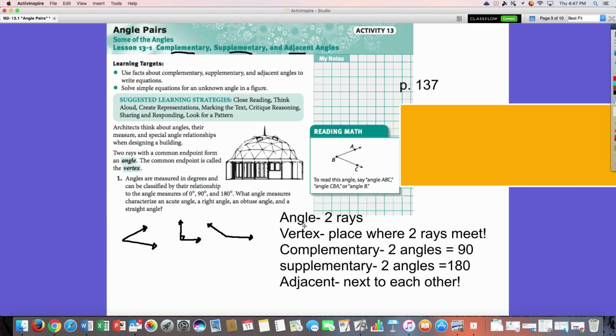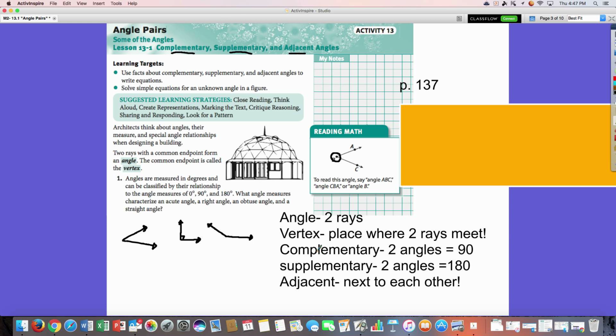An angle. An angle is where two rays meet. Like right here. Here's a ray. Here's a ray. They meet together. How you doing? Good. Nice to meet you. They meet and they form an angle. A vertex is the place where those two meet. So letter B here is the vertex. It's the place where two rays meet.